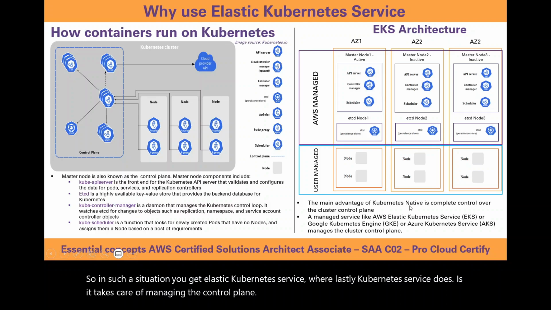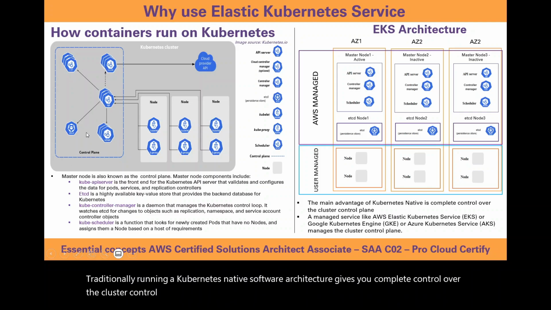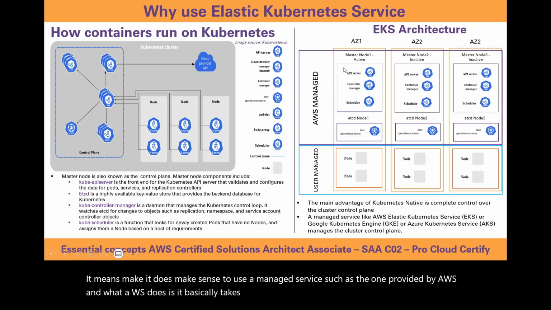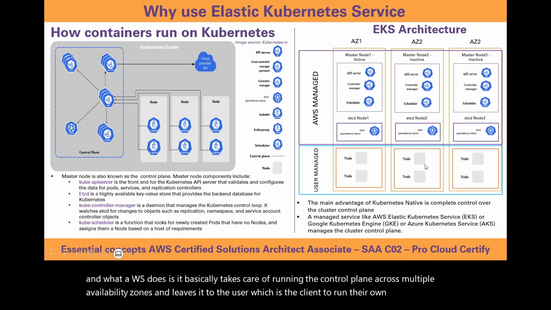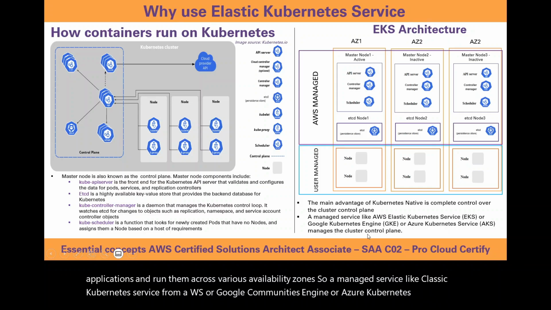Traditionally, running a Kubernetes native software architecture gives you complete control over the cluster control plane. However, this by itself is no easy task. It does make sense to use a managed service such as the one provided by AWS. And what AWS does is, it basically takes care of running the control plane across multiple availability zones and leaves it to the user, which is the client, to run their own nodes and their applications and run them across various availability zones. So a managed service like Elastic Kubernetes Service from AWS or Google Kubernetes Engine or Azure Kubernetes Service manages the cluster control plane.